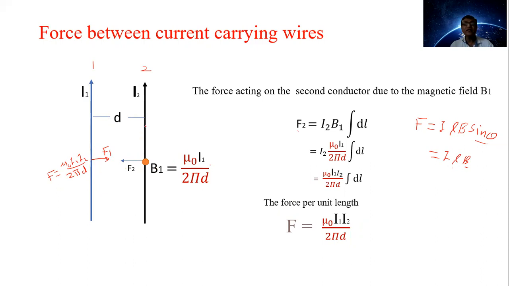The force per unit length acting on both the conductors has the same magnitude, but their directions are opposite, as we have seen here. And therefore, these two wires attract each other. That is, if the two currents are parallel to each other, that is, the currents are flowing in the same direction, in that case, these wires attract each other.